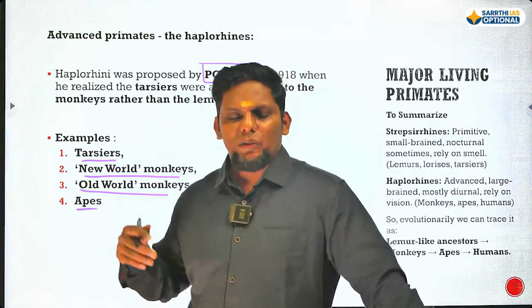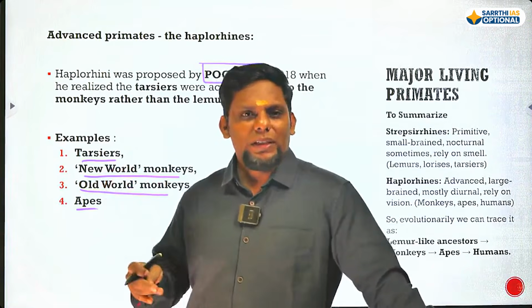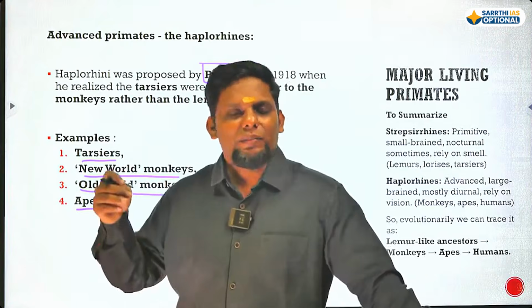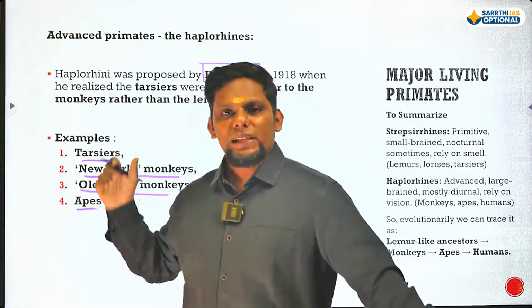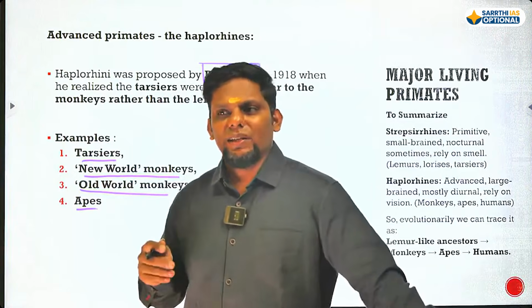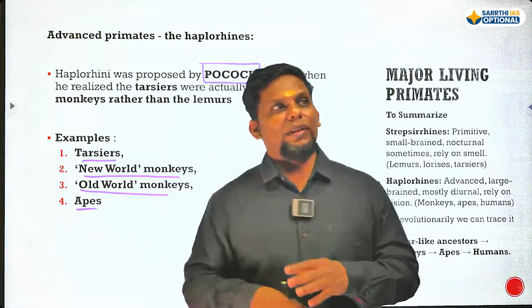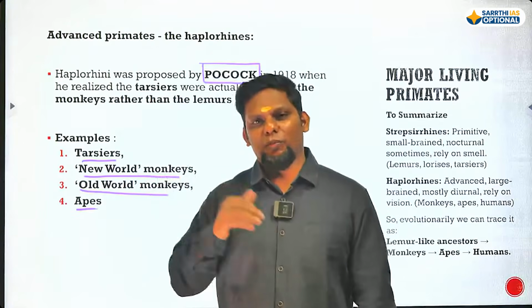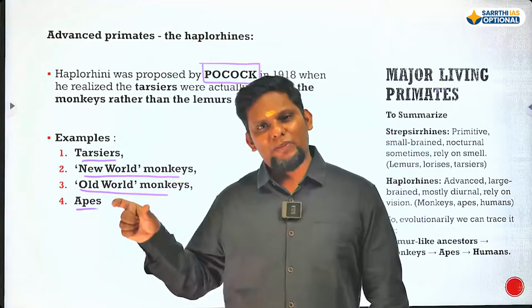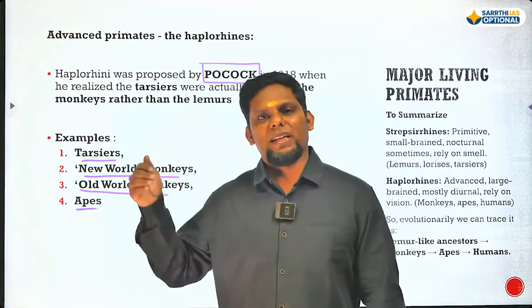Okay, this group includes your tarsiers, your New World monkeys, your Old World monkeys, and the ape family, including your humans. Historically, if you look at its classification, right? Initially, the primates were classified into different kinds of groupings. It used to be prosimii and anthropoidea. Prosimii used to be the primitive sort of primates, and anthropoidea used to be the monkeys and apes.